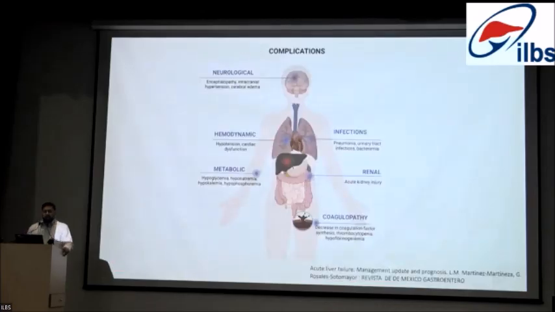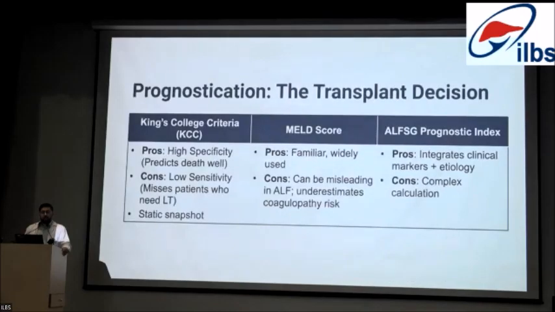And ALF can present with various complications like neurological complications, infection, pulmonary complications which are very common, acute kidney injury, hemodynamic instability, and coagulopathy. There are different prognostic scores like King's College criteria, which is highly specific and predicts death well, but it's very low in sensitivity. It misses the patient who needs a transplant. Other criteria are the MELD score, which we are more familiar with because we deal with CLD patients day in and day out, but they can underestimate coagulopathy risks.